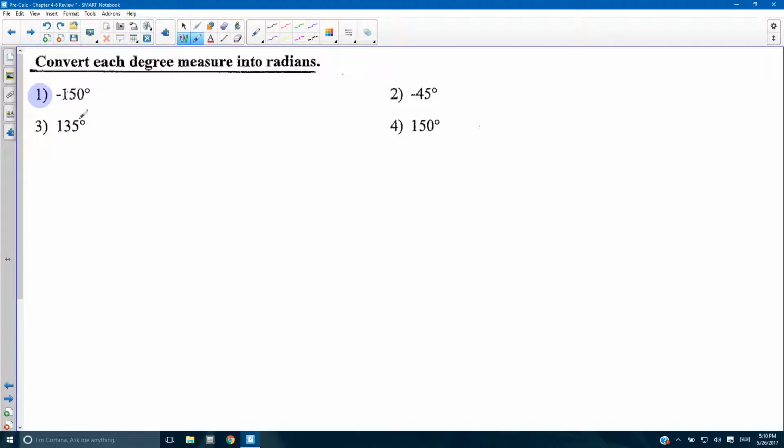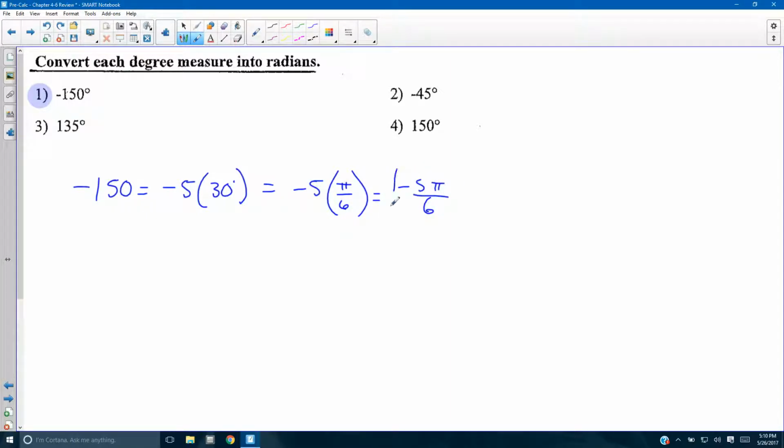If you can come up with 150 as a multiple of one of those numbers, for example 30, negative 150 is the same as factoring out a negative 5 and being left with 30 inside. If you can do that, you've done a straight conversion here. 30 is pi over 6, so this is negative 5 pi over 6's. So total, that's negative 5 pi over 6. That is the radian equivalent of this degree measure, negative 5 pi over 6 radians.